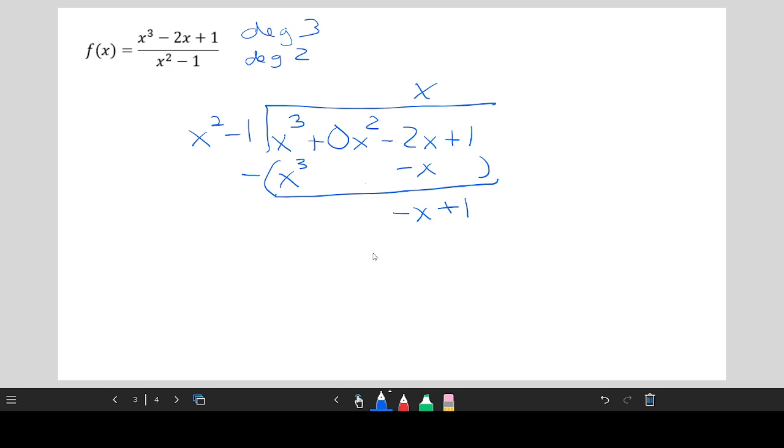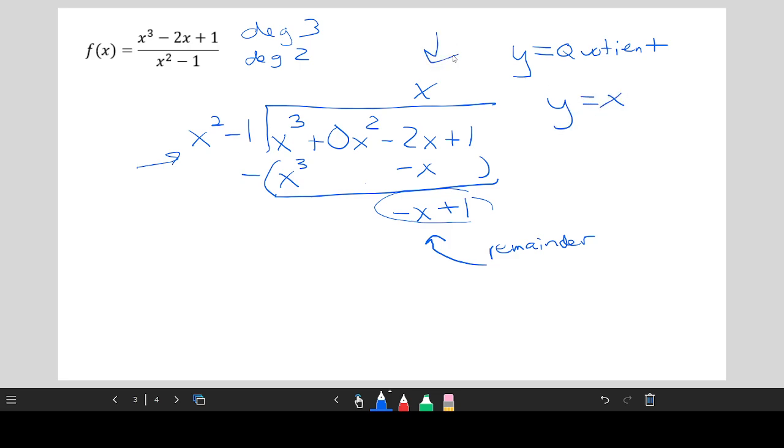Now anytime you're doing long division, you know you're done if what you have down here has less degree than your divisor, which is the case here. Right? We have degree 1 here, our divisor was degree 2. So that tells us we're done, and this is our remainder. And we actually don't care about the remainder when we are finding slant asymptotes. The slant asymptote is going to be the line y equals whatever the quotient is. So here that's the line y equals x, since x was our quotient.